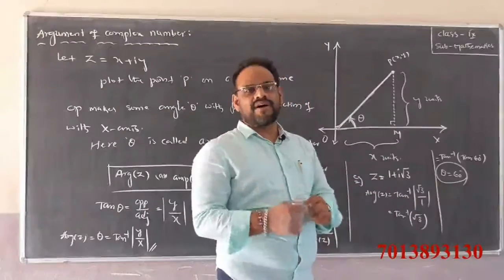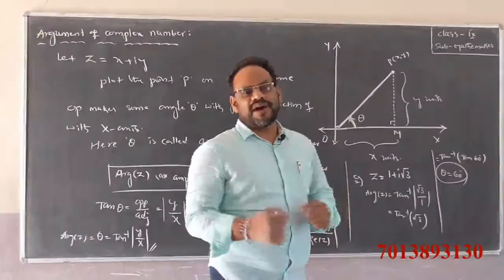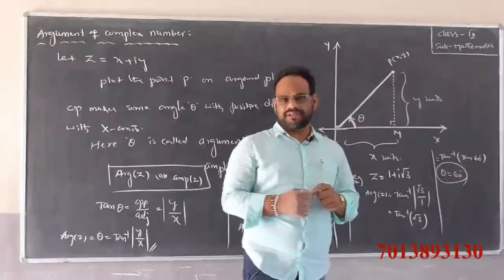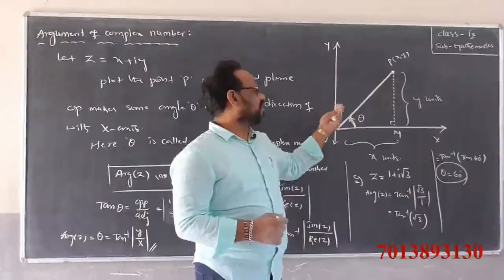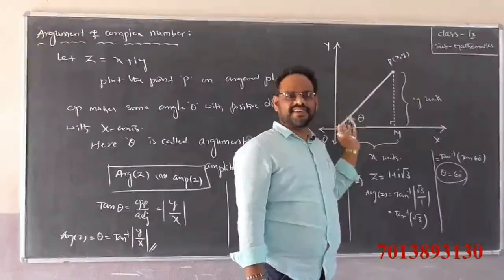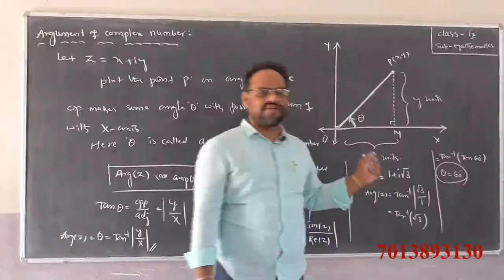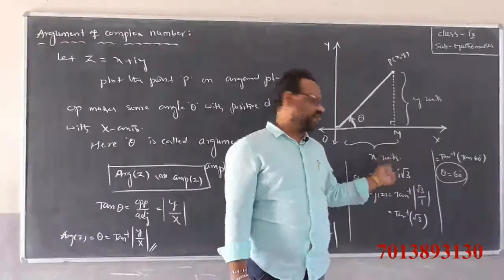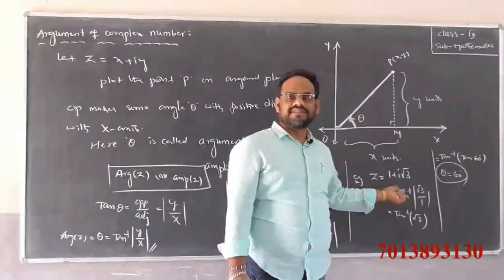So how to rectify the remark? In an argument, every point represents a different complex number. How to find the argument of the complex number if it is in the first quadrant, second quadrant, third quadrant, or fourth quadrant? If you use the formula theta equal to tan inverse of y by x, for 1 plus i root 3 we get 60, for minus 1 minus i root 3, 60, for 1 minus i times root 3, 60, and for minus 1 plus i times root 3, we get 60. But this is somewhat of a remark.